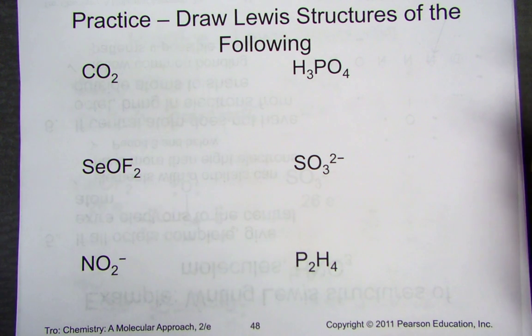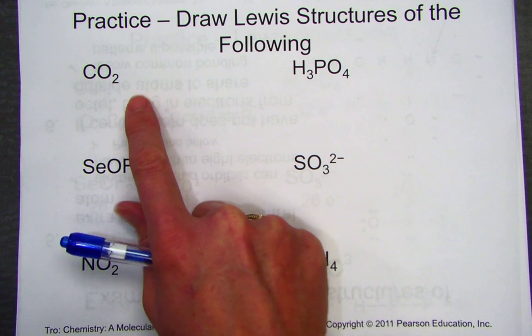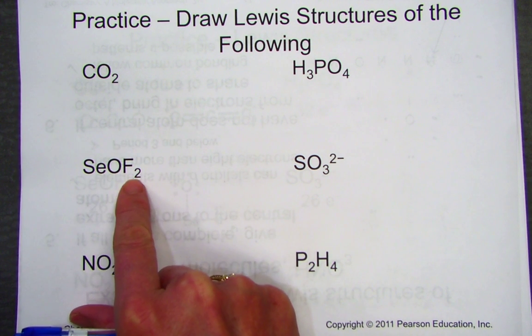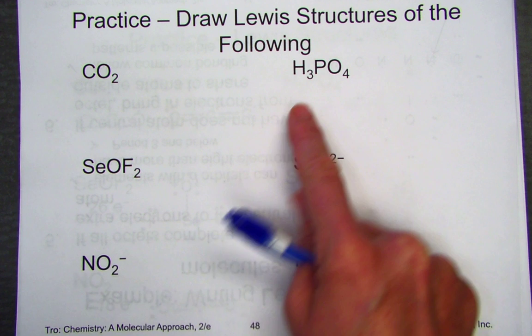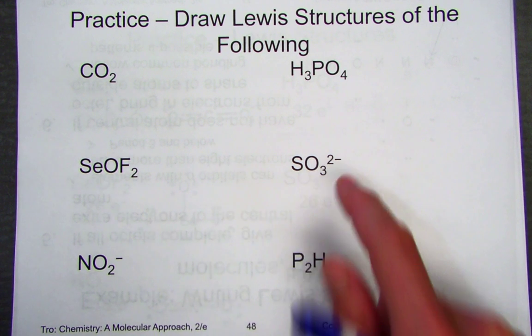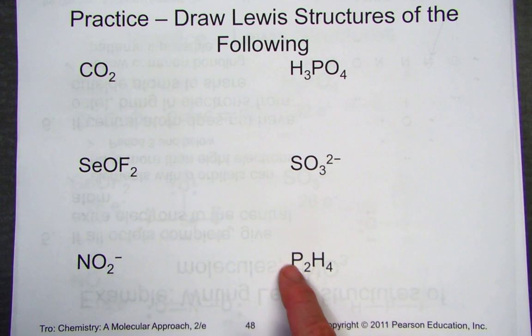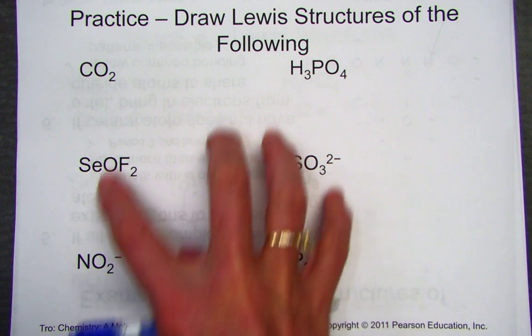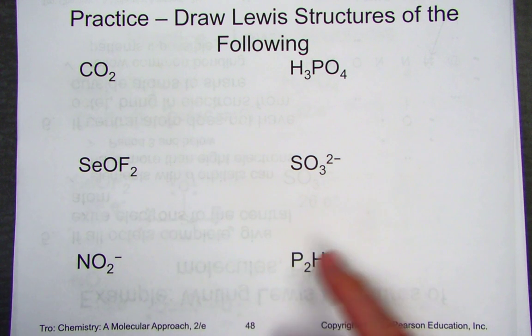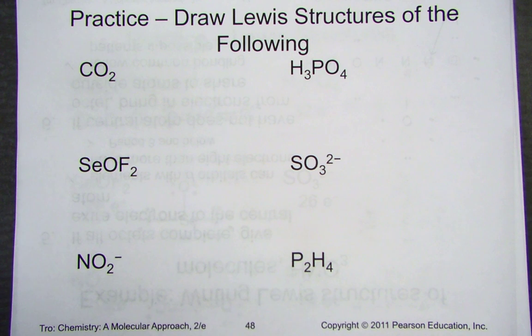We're being asked to draw some Lewis dot structures of the following. We see carbon dioxide, selenium oxygen difluoride, the nitrite ion, phosphoric acid, sulfite, diphosphorus tetrahydride. We'll model some of these together, knowing that we can check our work as we talk through.